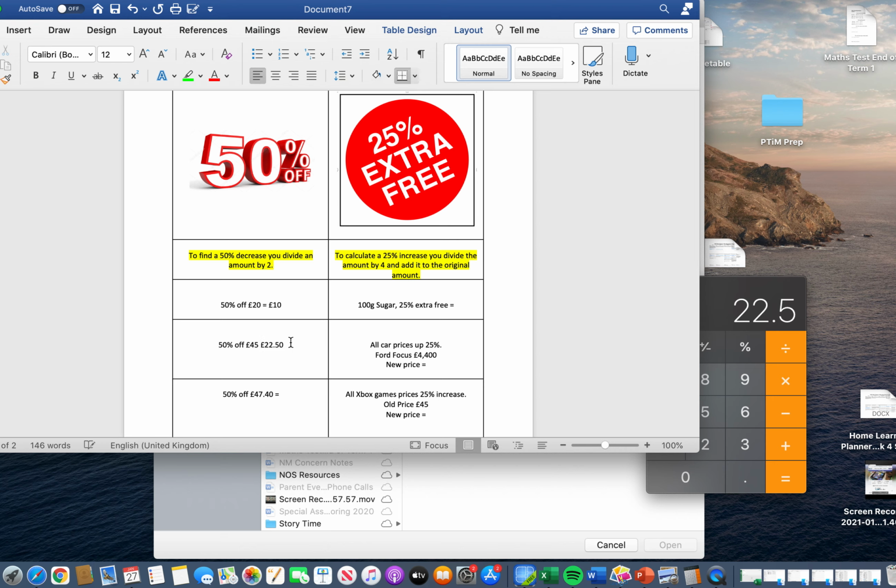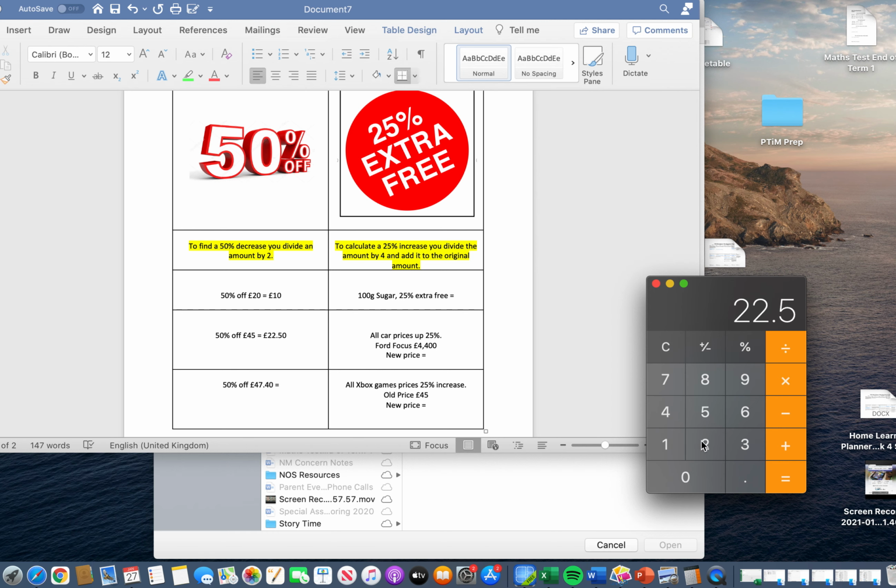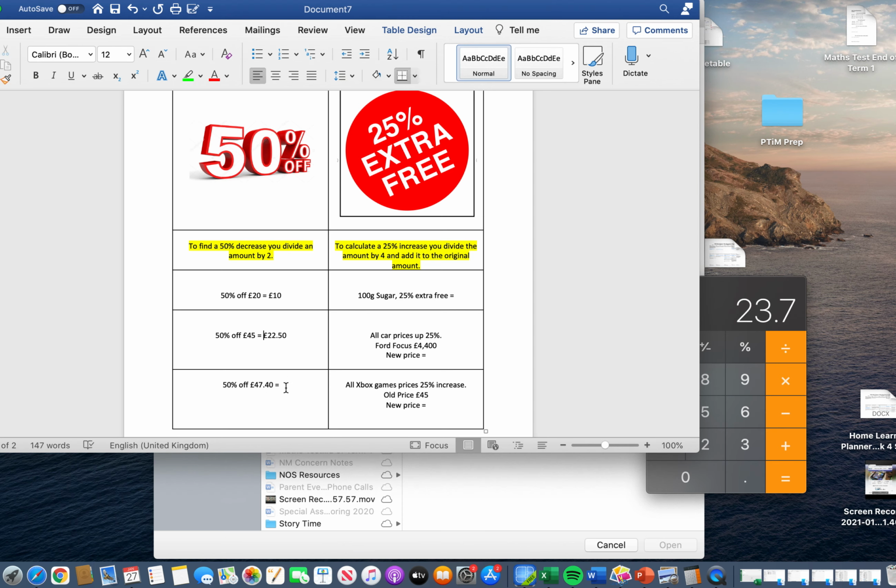Next one, again a little bit harder, 50% off £47.40. Because it says 50% off, you know you're dividing by 2. So let's go £47.40 divided by 2, 23.7, or because you know you're working with money, that's £23.70. Squares, triangles, you don't have those problems. You have very, very similar problems.